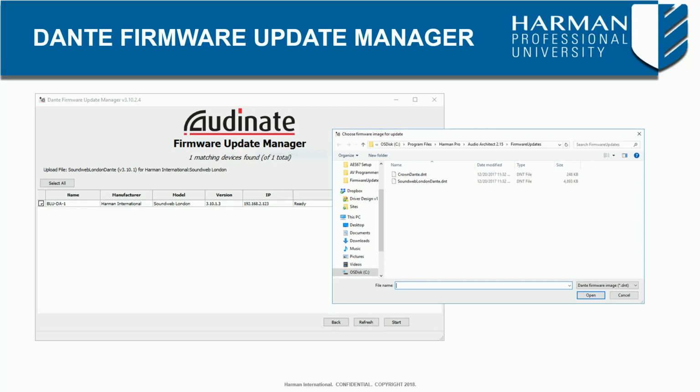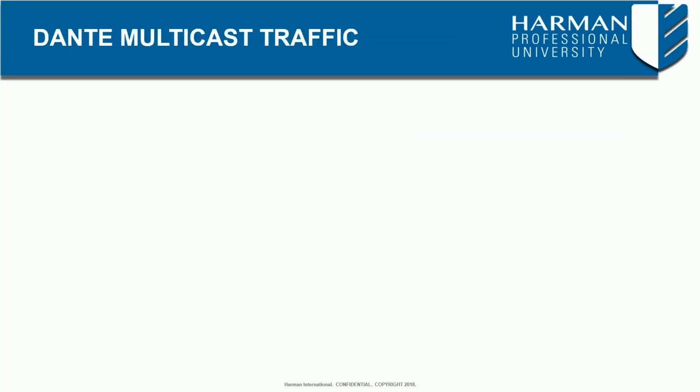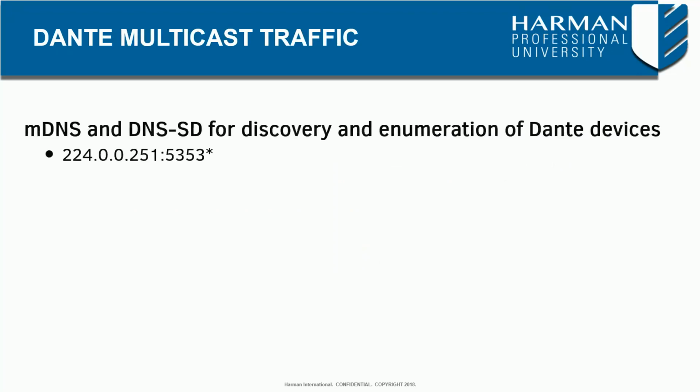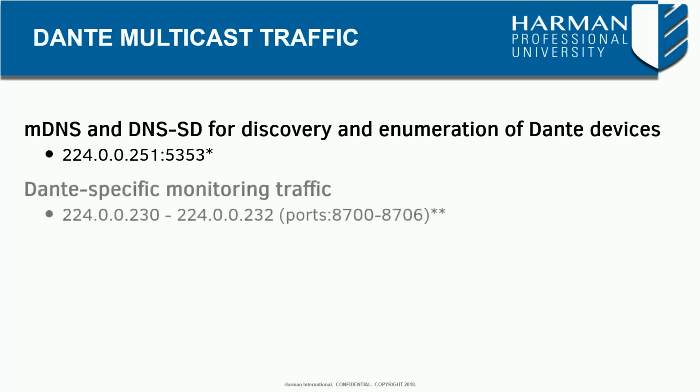Depending upon your network configuration, you may need to connect your computer directly to the Dante primary network interface card of the device. Dante Controller uses multicast DNS and DNS service discovery for discovery and enumeration of Dante devices. If using an IGMP configured switch, static routes must be established for the three streams at 224.0.0.230 through 232. This is necessary in order for Dante Controller to be able to see detailed information regarding Dante devices.